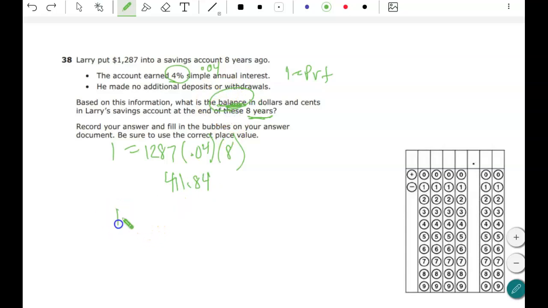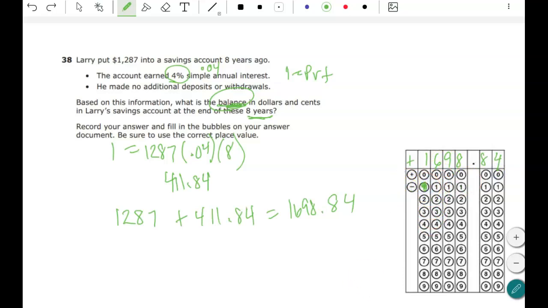So now you have to add what he put into the account plus the interest to get the balance. That money is still there. You just added the interest to it. $1,698.84. Oops, yeah, $1,698.84. So it would be a positive amount. I would start here, and it's online, so really this is all you're going to have to do. You won't have to do any bubbling. If you do, y'all know how to bubble.